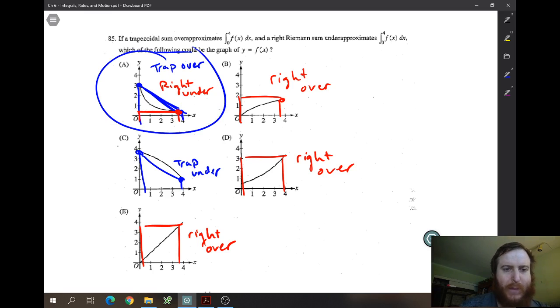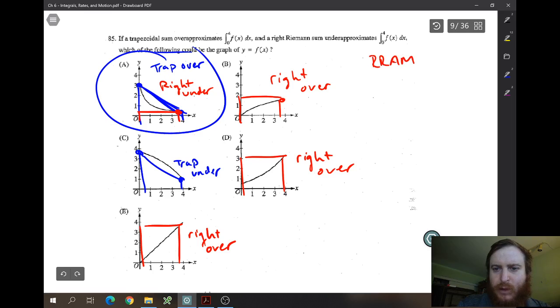If you really want to memorize them, you can memorize them, right? For which ones are over and which ones are under. I find it easier to just always graph them. But basically, for right Riemann sum, increasing is always over, and decreasing is always under. For left Riemann sum, that's backwards. So increasing is always under, and decreasing is always over.